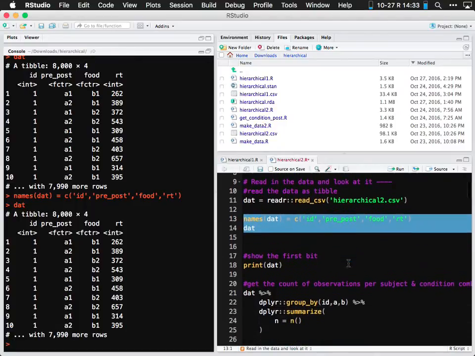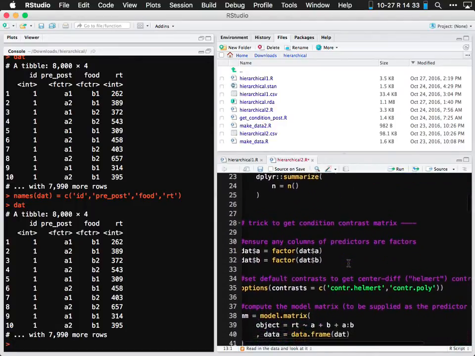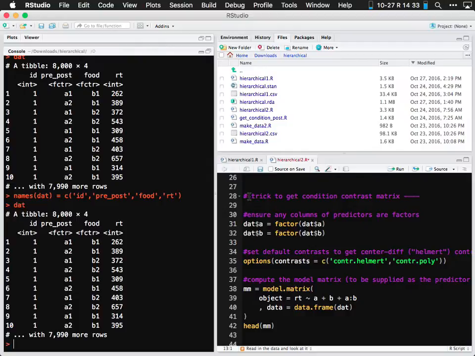Okay, so having done that, we can redo our, if we go back down to the trick to get the condition matrix, we no longer have columns called A and B. We've got pre-post. So anywhere I see a $A, I'm going to put pre-post.